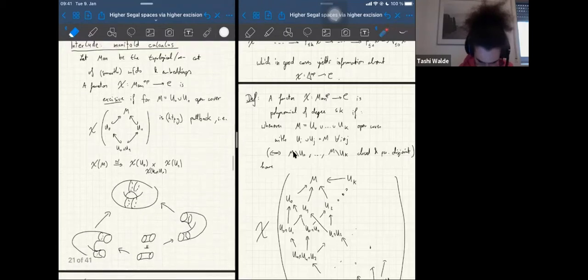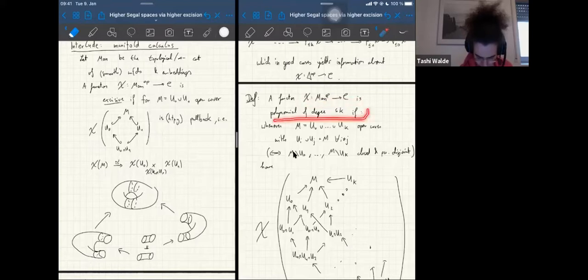So a functor is polynomial of degree smaller equal k if it satisfies the following condition. Whenever we have an open cover, but this open cover is supposed to satisfy the stronger condition, which says that any two of the opens already need to cover the whole space. So this is equivalent to saying that the complements are closed and pairwise disjoint. This is how it is often phrased.